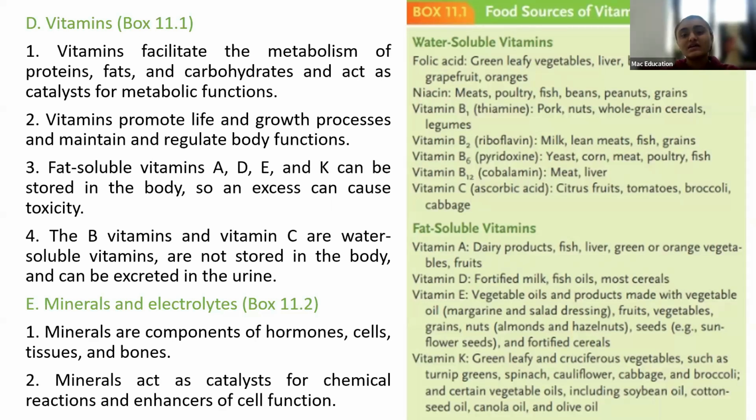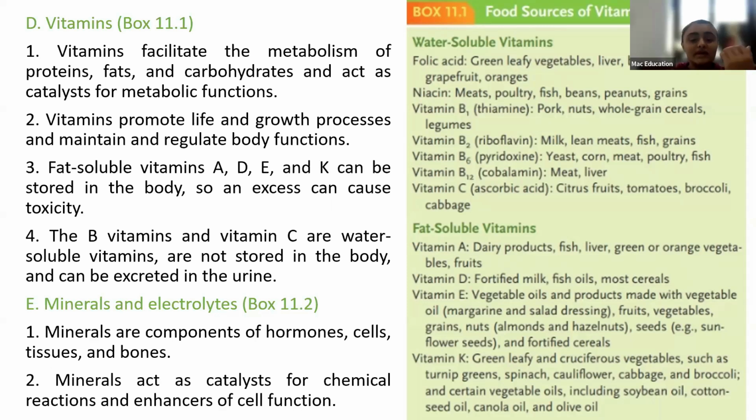Next is niacin. Niacin is vitamin B3. From where do we get niacin? From meat, poultry, fish, beans, peanuts and grains. These are the sources of niacin. Next is vitamin B1, that is thiamine. From where do we get vitamin B1? From pork, nuts, whole grain, cereals and legumes. So these are the sources of vitamin B1, that is thiamine.